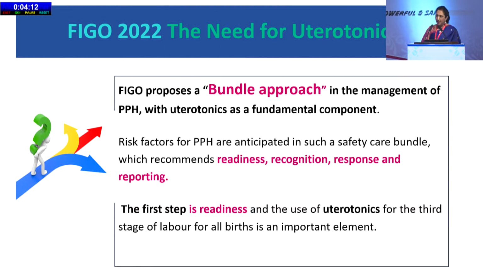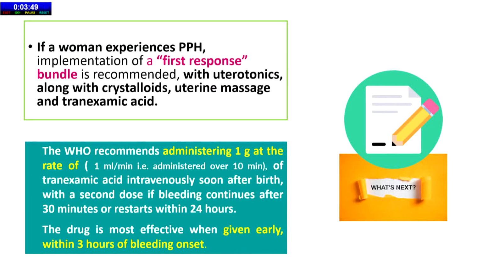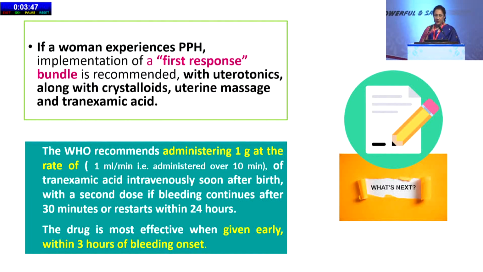FIGO proposes a bundle approach in the management of PPH, with uterotonics as the fundamental. The recommendation stands as readiness, recognition, response, and reporting. The first step in readiness is the use of a uterotonic for the third stage of labor for all births, which is an important component. If a woman experiences PPH, implementation of a first response bundle is recommended, with uterotonics along with crystalloids, uterine massage, and tranexamic acid.